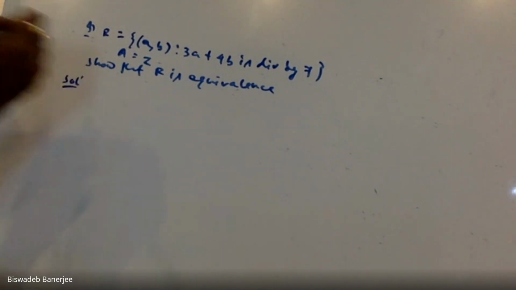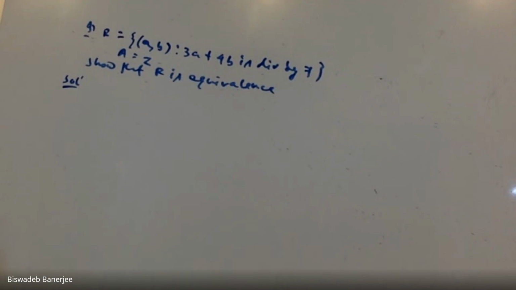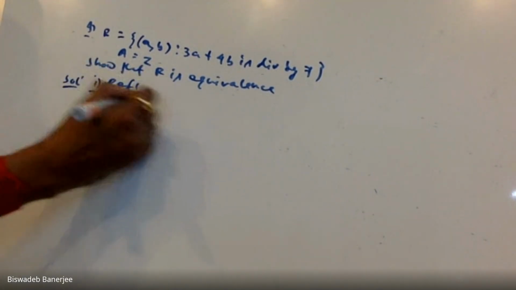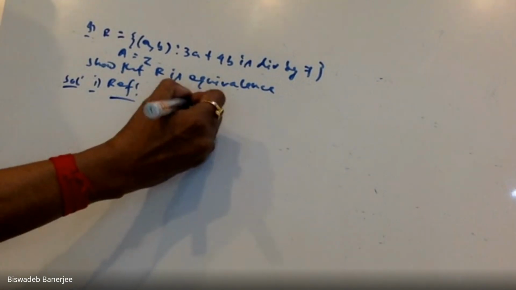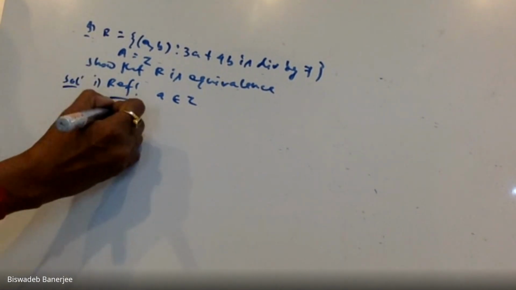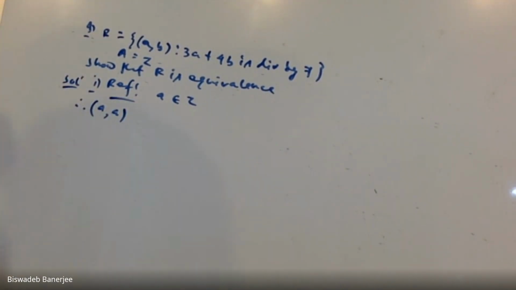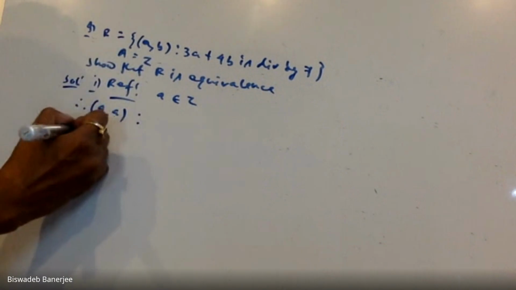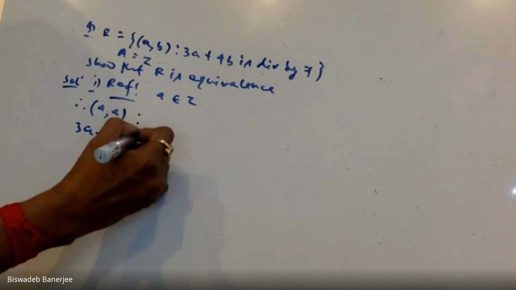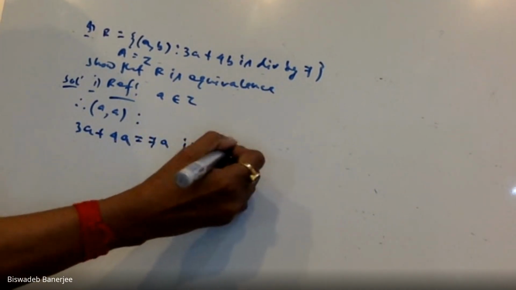Solution. First of all, we shall check the reflexive property. For this, let us take an element a that belongs to Z. Now, (a, a). What is the meaning of (a, a)? It means we have to put b equal to a. If we put b equal to a, we write 3a plus 4a. 3a plus 4a equals what? 7a. And 7a, obviously, is divisible by 7.